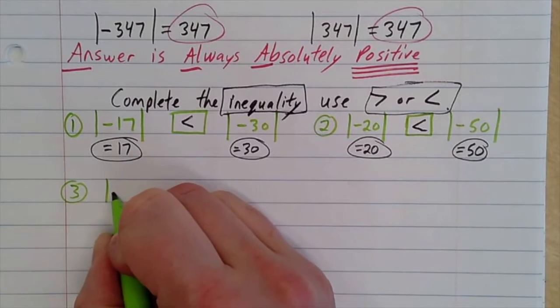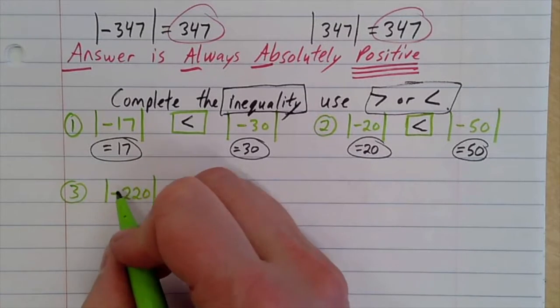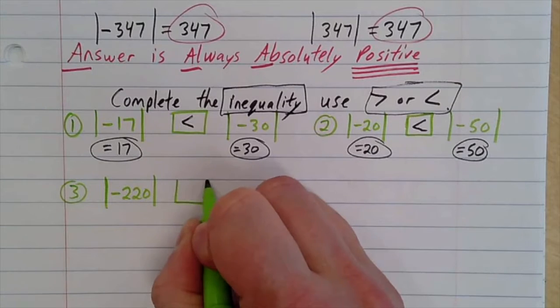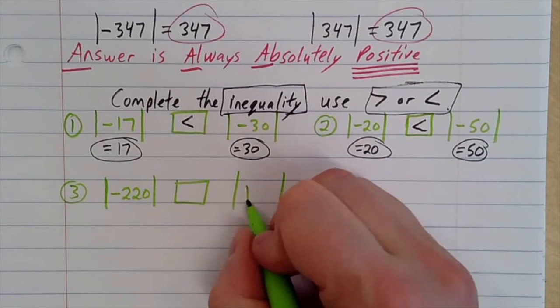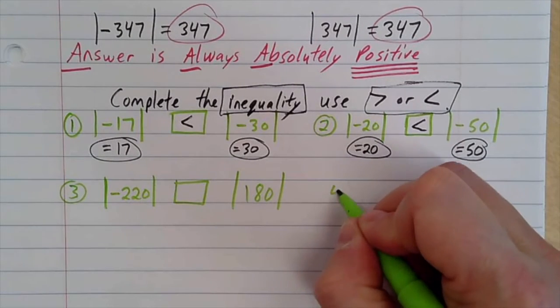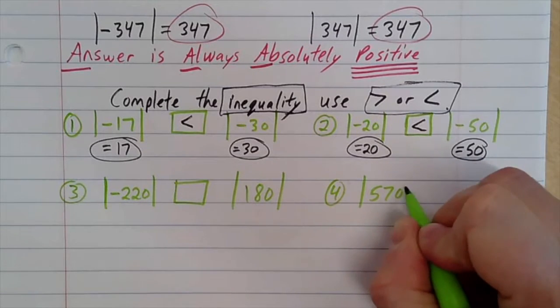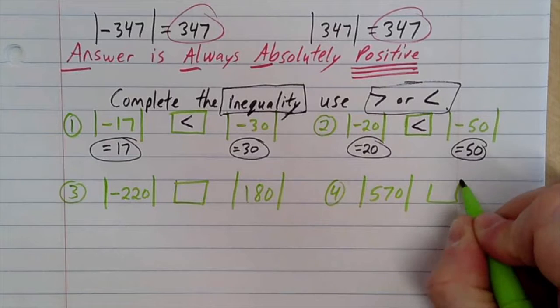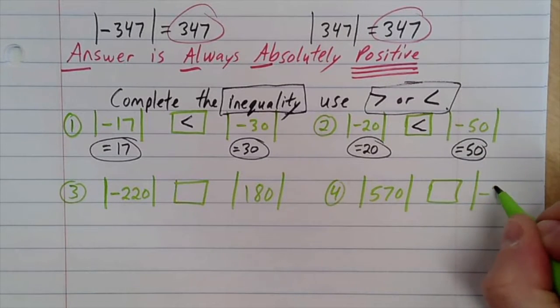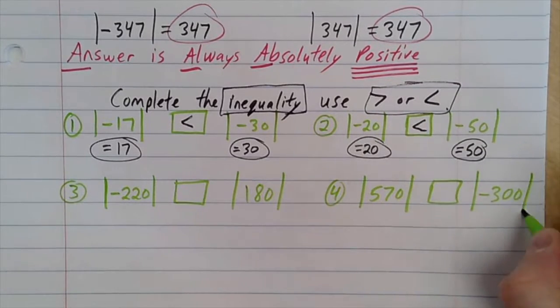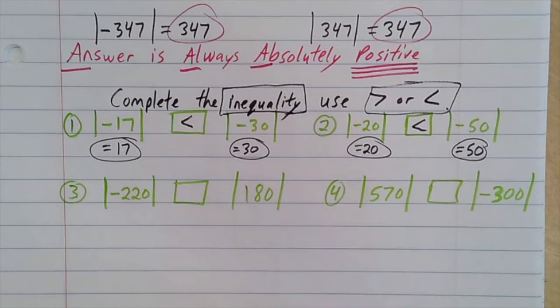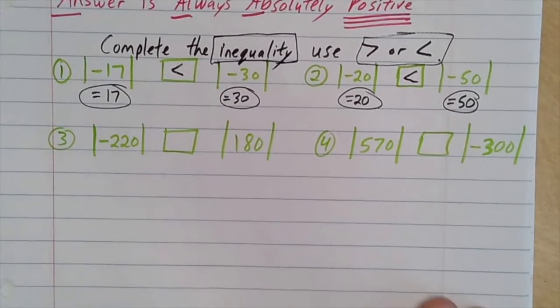Absolute value of negative 220 compared to the absolute value of 180. And then the last example is going to be the absolute value of 570 compared to the absolute value of negative 300. Give you a chance to try to solve those, and then I can help you out.